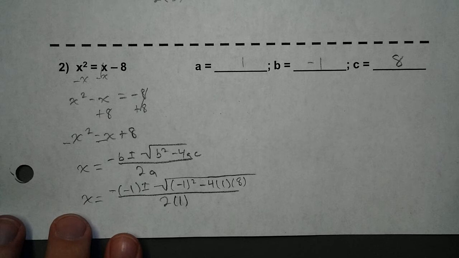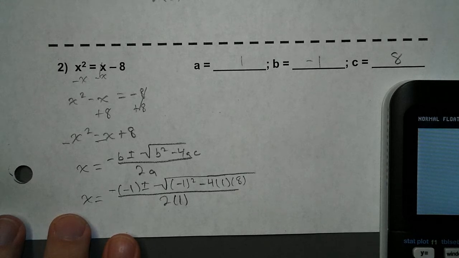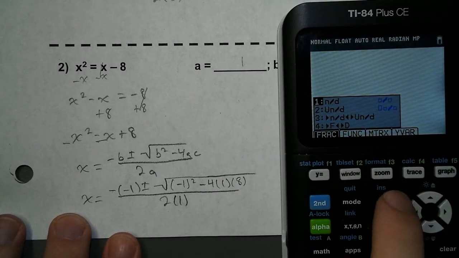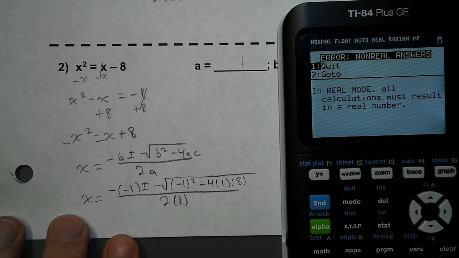Now that we have it written down, we can put it in our calculator. So alpha y equals, push enter, I'm going to go negative of negative 1, and we'll do the plus first, plus square root of, oh, excuse me, negative 1 squared minus 4 by 1 by 8 over 2 by 1. We got no real answers.